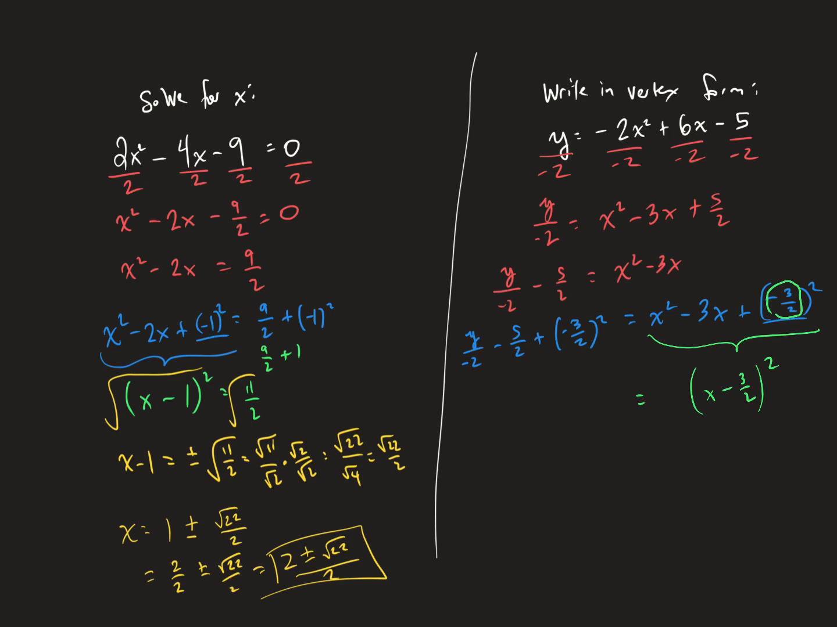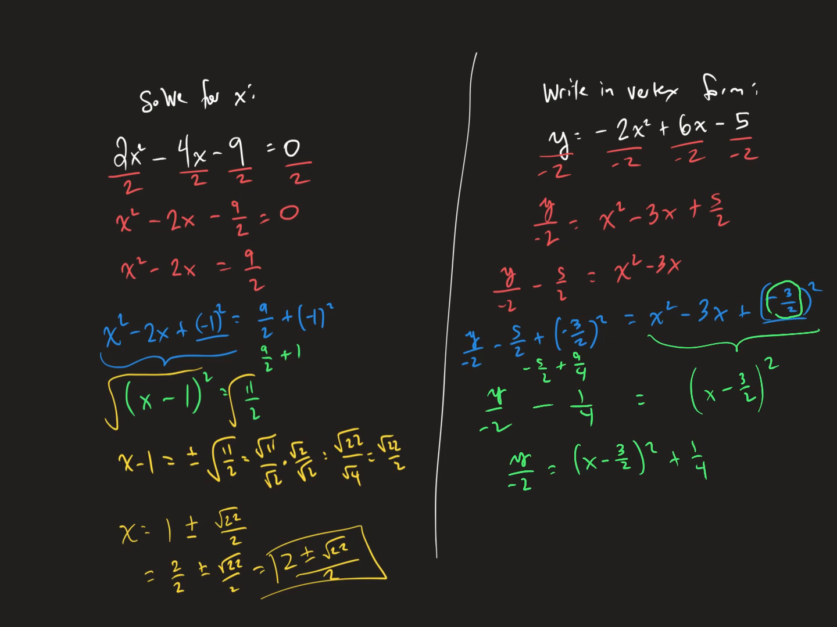Now, on the left-hand side, we've got that y over negative 2. And then we've got negative 5 halves plus 9/4. So let's see, that would be negative 10/4 plus 9/4, which is minus 1/4. And now I need to get the y by itself. Well, this is going to be a 2-step process. I'm going to add 1/4 to both sides. And then I'm going to multiply everything by negative 2.